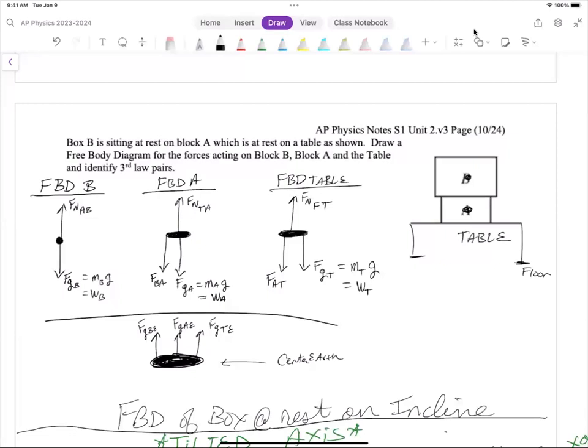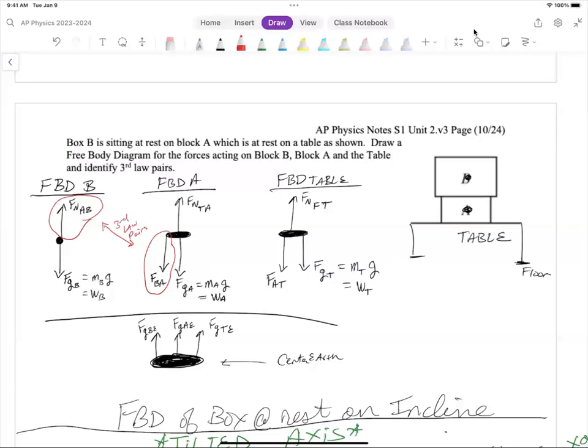Now, if I wanted to create and circle third law pairs, I'll do one for you. You do the rest. This is the force on A by B. This is the force of B on A. These are third law pairs. Notice they're from two different free body diagrams because they are on two objects. Those are equal in magnitude, opposite in direction. Okay, you circle the rest.